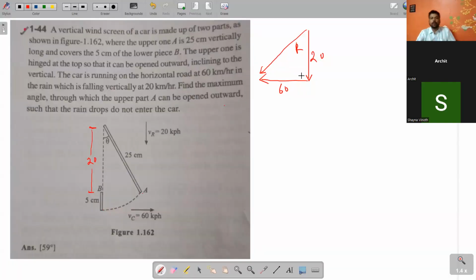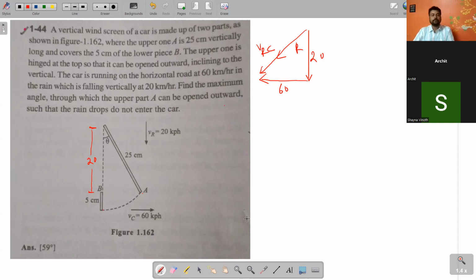Now you can see that, suppose you sit in the frame of car, so you have to bring that car to rest. How do you do that? You just have to reverse the velocity of car and add it to rain. So you'll see that rain is falling like this with respect to car at some angle, right? Now, the question says find the maximum angle through which the upper part A can be opened. So what would be the maximum value of theta such that raindrops do not enter the car? Sir, like the umbrella question from below.